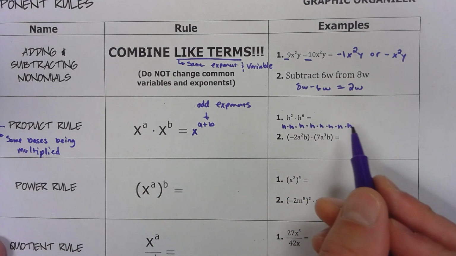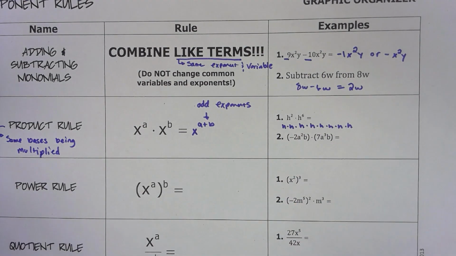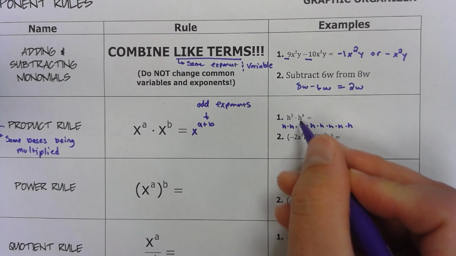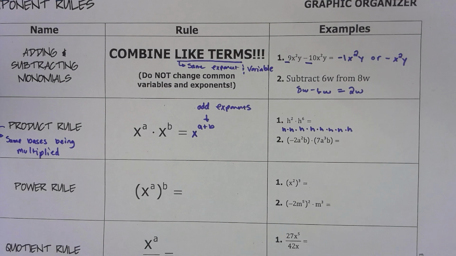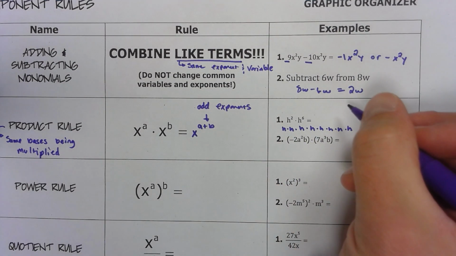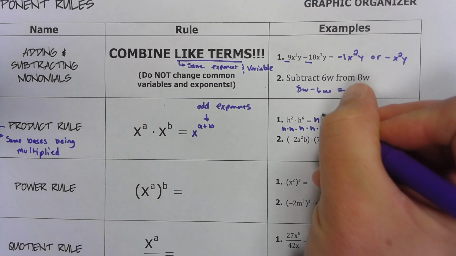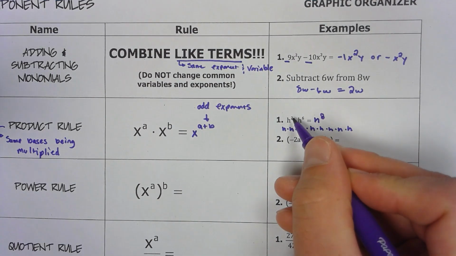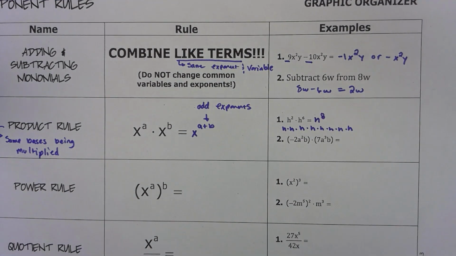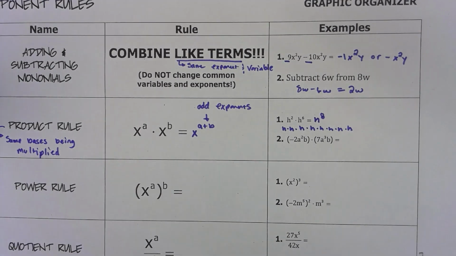So if I forget this rule, I can always break down what the exponents mean. H squared, h times h. H to the 6th, h times h times h 6 times. In total gives me 8 h's. So that's h to the power of 8. So that reminds me, oh yeah, I have to add those exponents. So when you forget these, if you break down what the exponent means, you can usually figure it out.